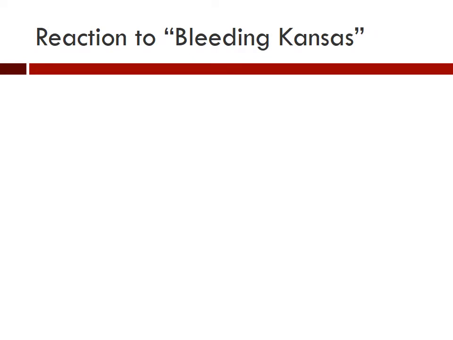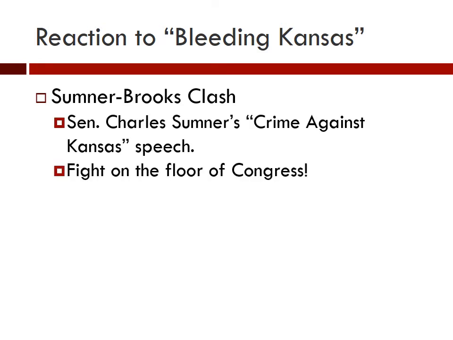Now, the reaction to Bleeding Kansas is pretty severe. First of all, there is a clash between two men of Congress. Senator Charles Sumner, who was a Northern abolitionist, had insulted slave owners in his speech called The Crime Against Kansas, where he was essentially saying that those border ruffians went in illegally, voted illegally, and they were doing it for slavery, and that slavery supporters were unsavory characters, that they were unfair, dishonest, violent, crude, etc. Every bad thing that you could possibly say about somebody.